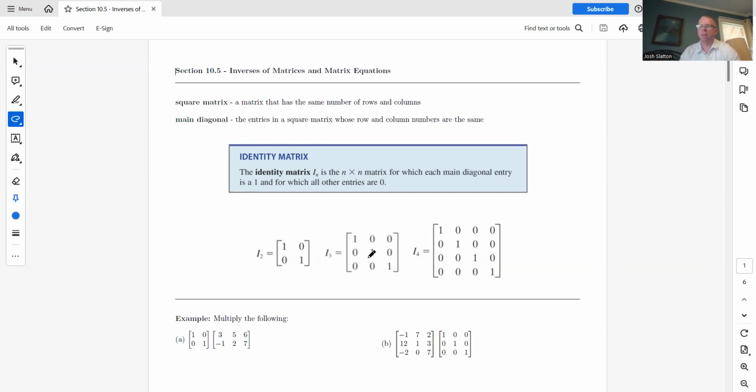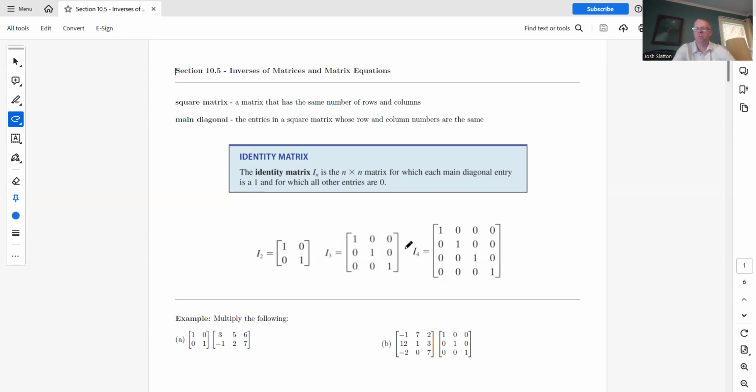So we have what's called the identity matrix. This is a square matrix of whatever size, where each entry on the main diagonal is a 1, and all the other entries that are not on the main diagonal are 0. So these are all identity matrices, and the subscript just indicates the size. So 2 by 2, 3 by 3, I4 would be a 4 by 4, and so on.